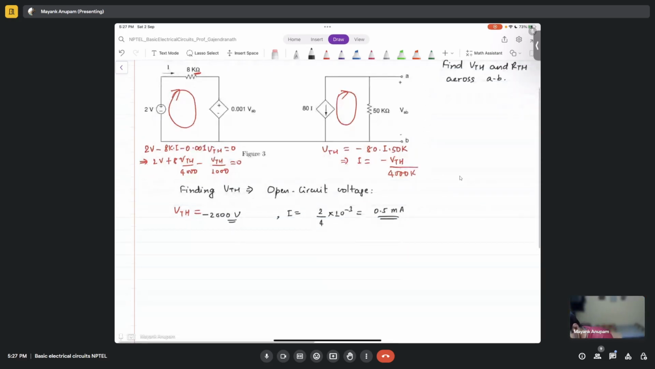Sir, I have one problem, sir. Yes, go on. For VTH we have written minus 80 into I into 50, sir. What is the problem? The I value has been assumed in milliamperes, sir. No, sir, I have written 50K here, so it is not assumed in milliamperes now.